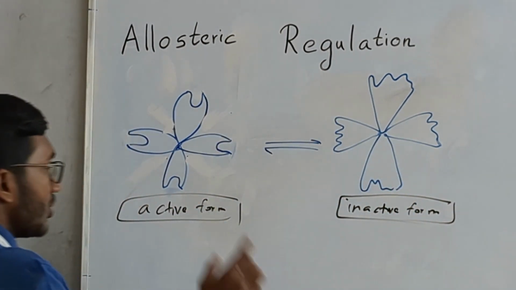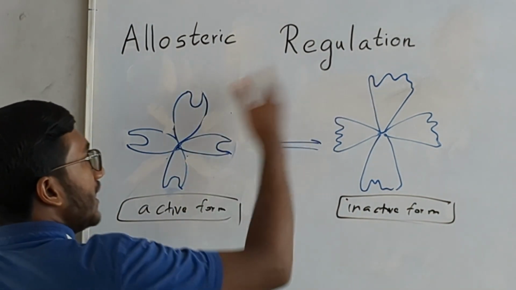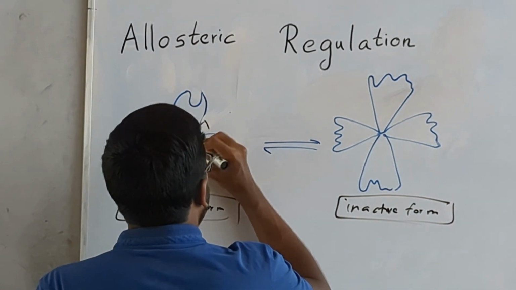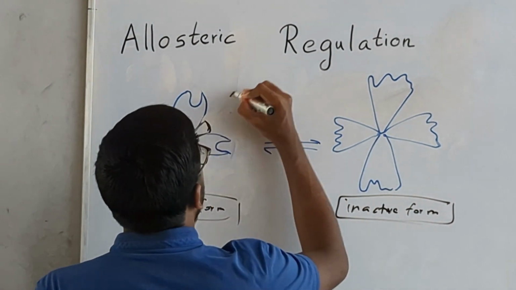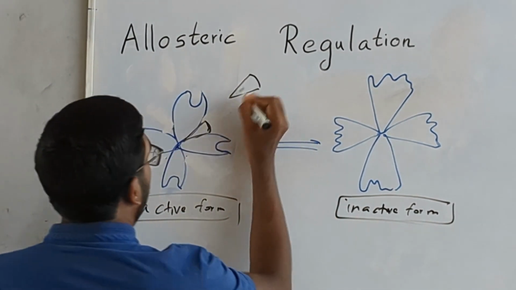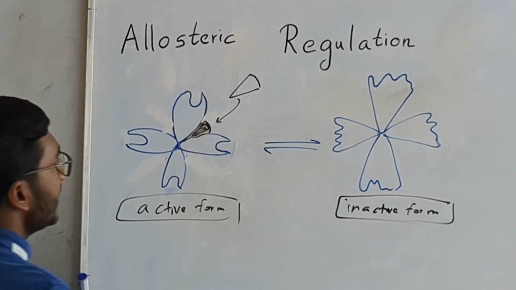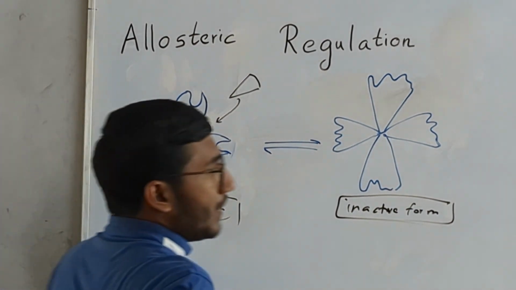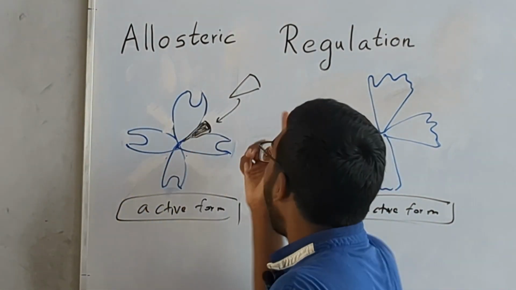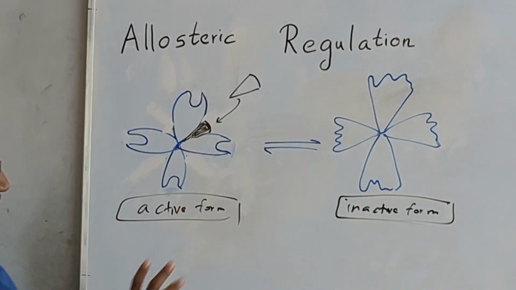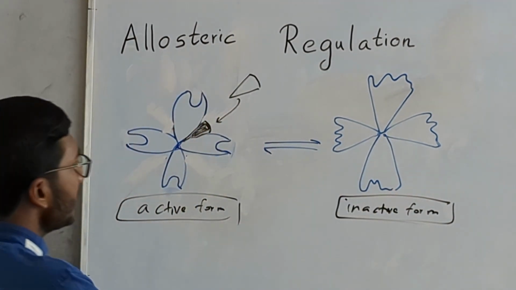So if an allosteric activator binds to this oscillating complex, now let's depict our allosteric activator like this. This is an allosteric activator. Now it comes and binds to the allosteric site. You can see the active sites are not barriered by the allosteric activator. So still the active sites are available for the substrate molecules.